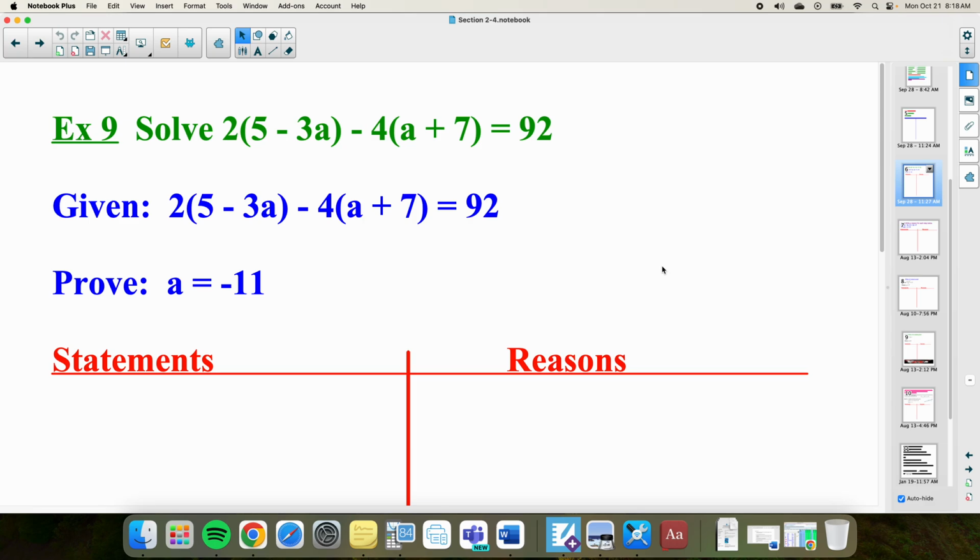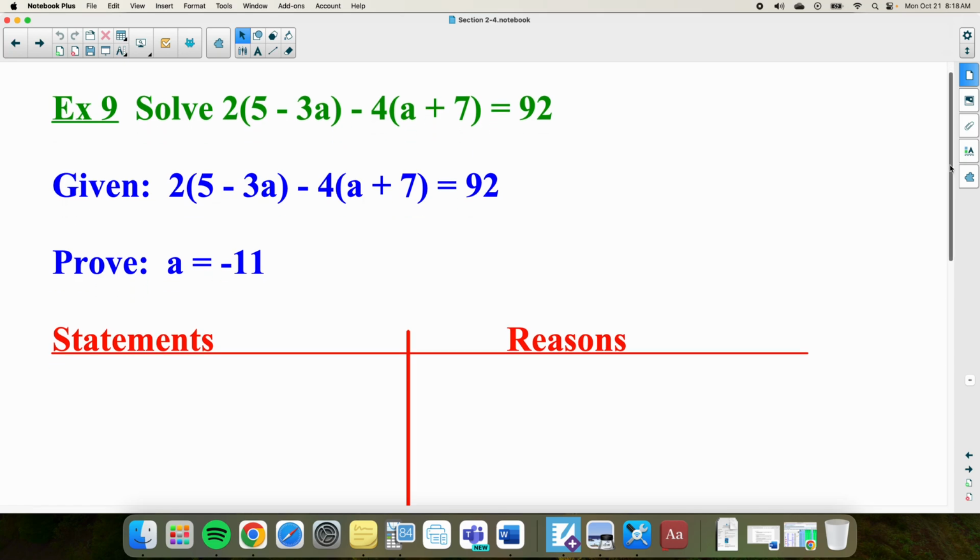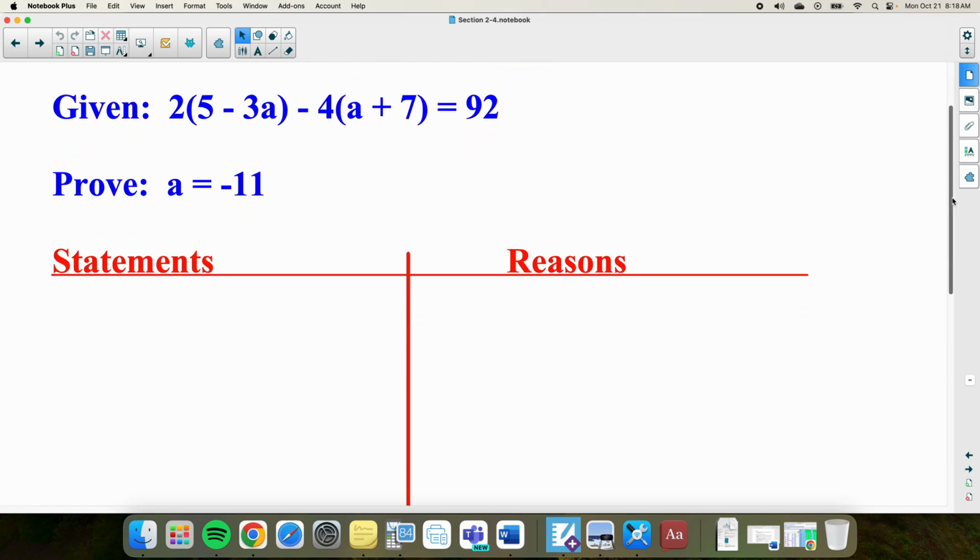I think I'm gonna go back and just do this proof. You guys already did it in your notes, but just to watch it so you get a reminder of how to do an algebra proof.